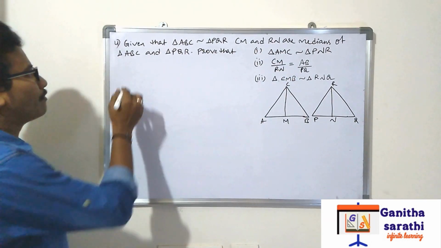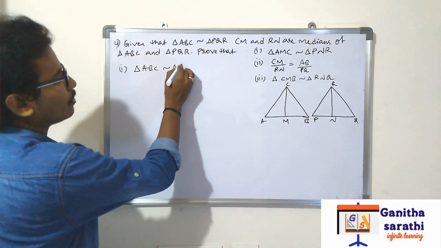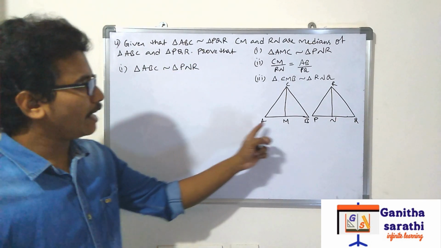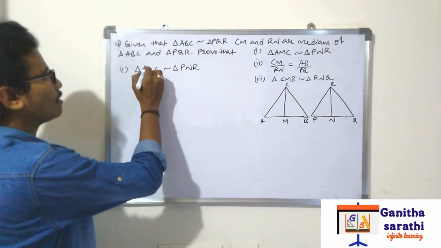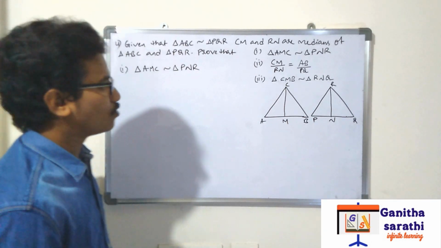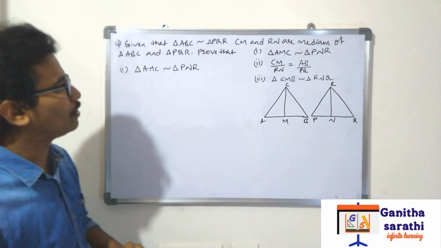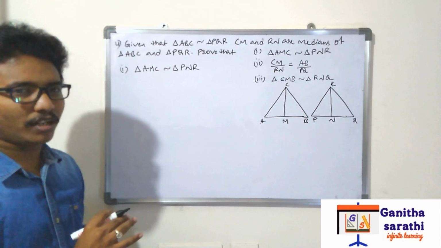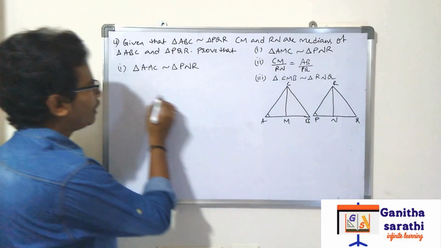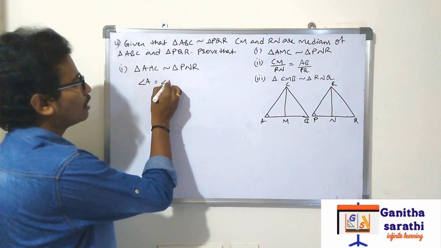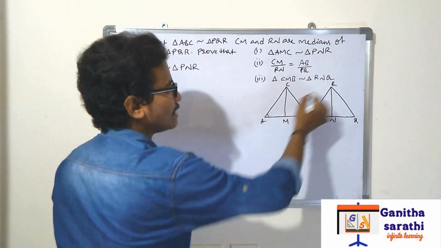First, see the first proof. What is the first proof? Triangle AMC should be similar to triangle PNR. So we already know what the given condition is: ABC is similar to PQR, which means sides will be in proportion and angles are equal. First see the angles which are equal. Angle A is equal to angle P. And what are the sides of the triangles? AC and PR.